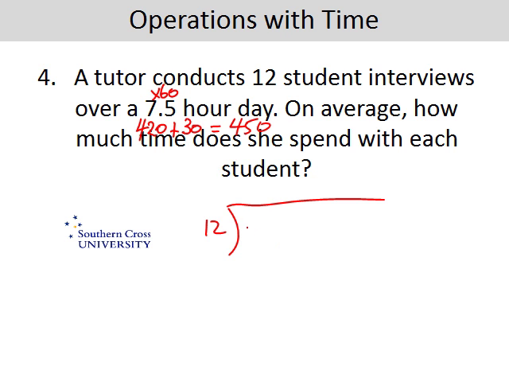So let's share 450 minutes instead of 7.5 hours amongst 12 students. So 12 won't go into 4, but 12 will go into 45. We might as well use a calculator for this. Okay, that comes out at 37.5. So in other words, the answer is 37.5 minutes.